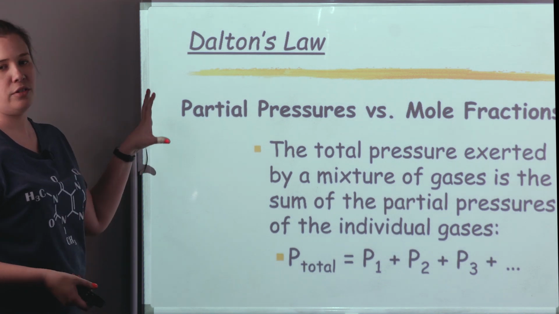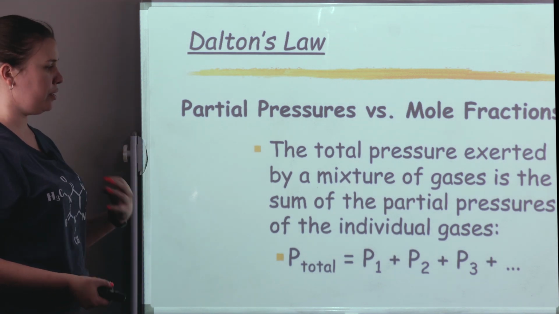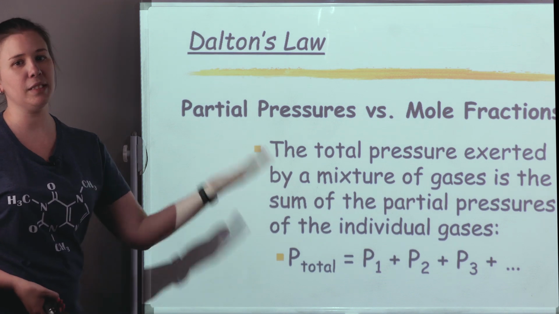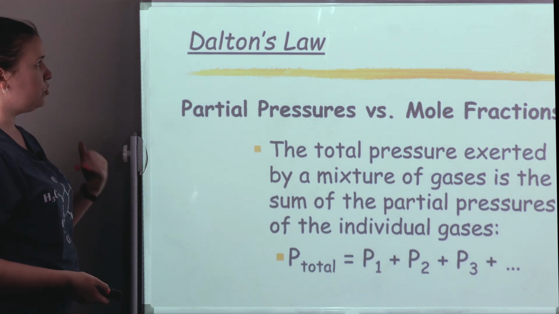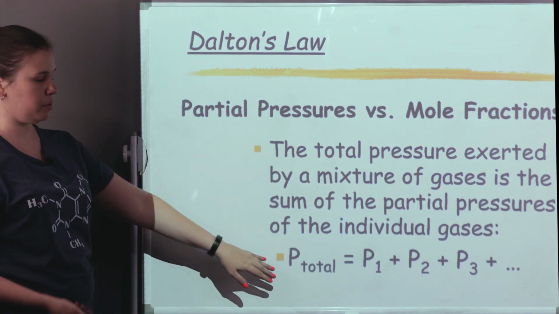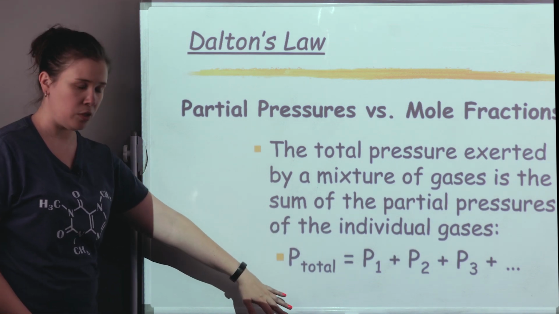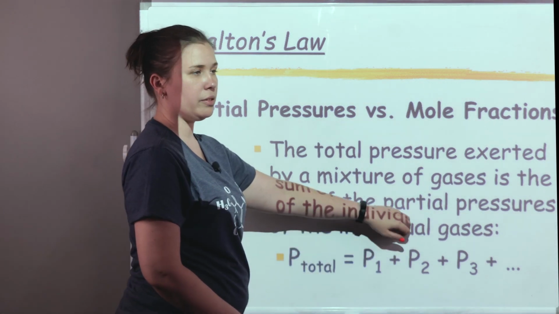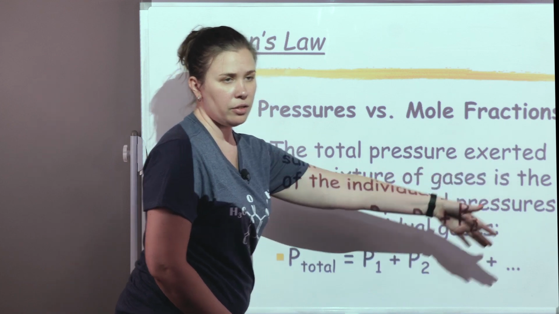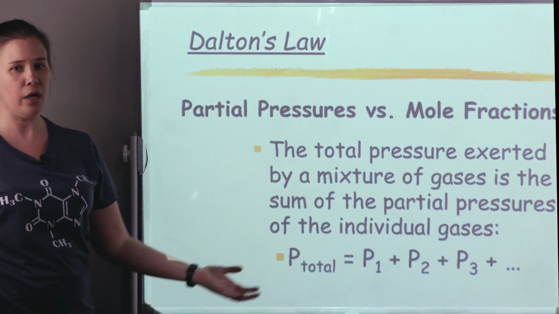Partial pressure and mole fractions have a very close relationship. The idea is that you can sum each part up to get the total. So Dalton's law actually can be expressed by saying the pressure of the total system would be the pressure of the first part plus the second part plus the third part, and so on. So you could do this for 2 gases or 100 gases.